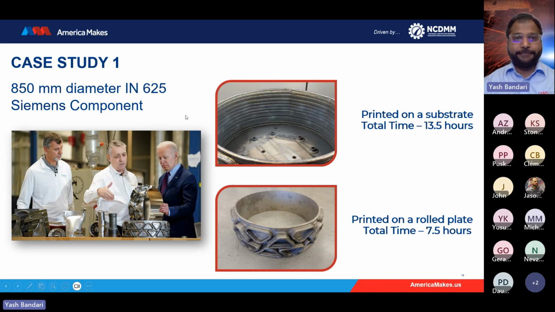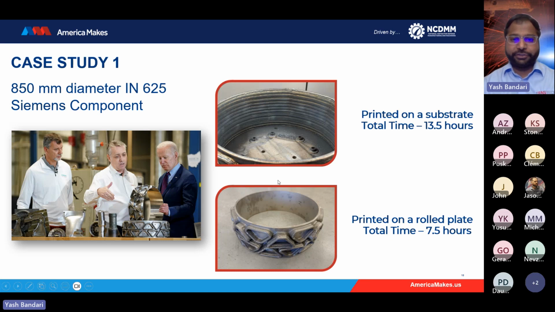The first part is a nickel-based alloy, Inconel 625 component. As you can see, it is a Siemens component. This is one of the biggest components that we made. It is 850 millimeters in diameter. And I say this to everybody: there are 1,000 different ways to manufacture or print a component, but there will be only a few cost-effective ways where you're able to print the geometry very close to the CAD and also attain good mechanical properties.